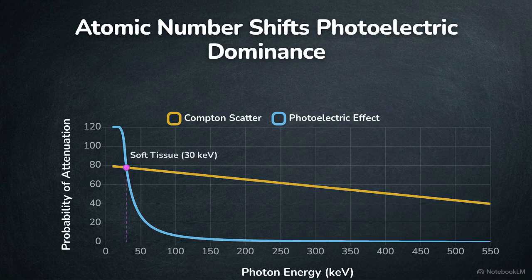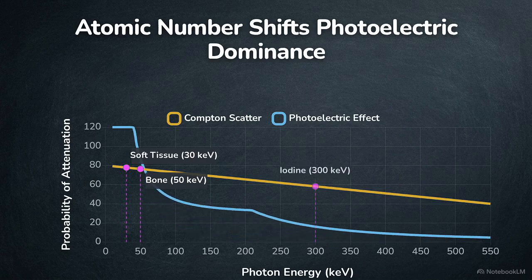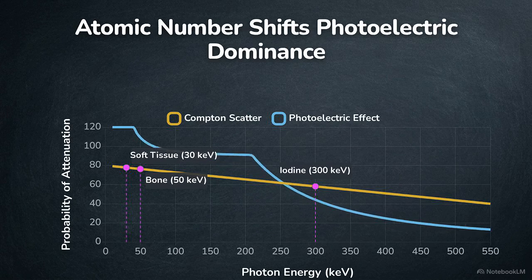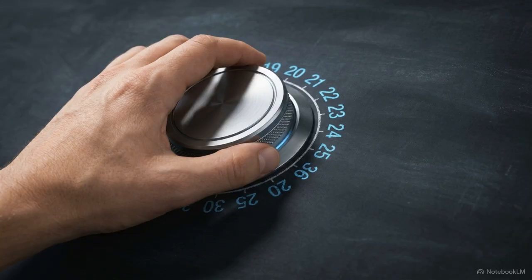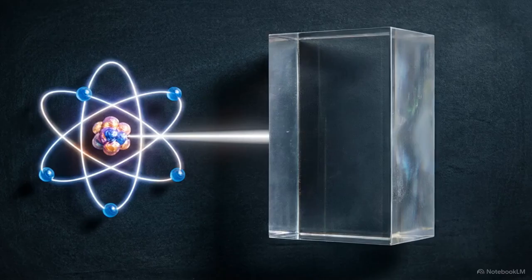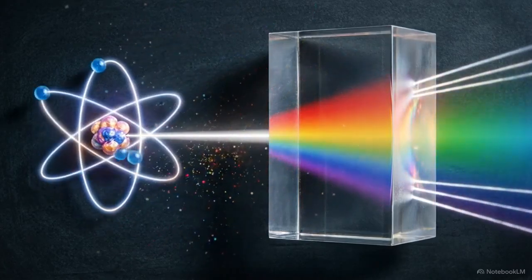For low-density items like air, water, and soft tissue, the two processes reach equal probability at 30 keV. Bone maintains photoelectric dominance longer, crossing over at 50 keV. High-Z materials like iodine do not cross over until 300 keV, and lead remains in the photoelectric range up to 500 keV. Every clinical decision, from tube voltage to contrast selection, is a manipulation of these curves. The ultimate goal is to balance the hazy noise of Compton scatter against the pristine clarity of the photoelectric effect.